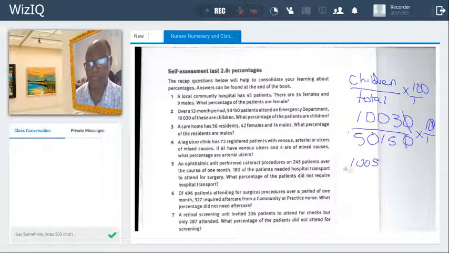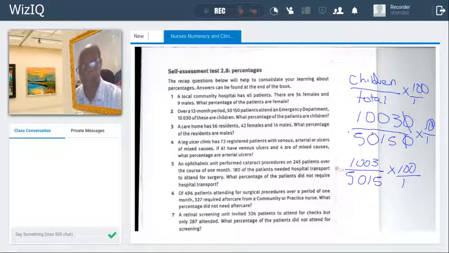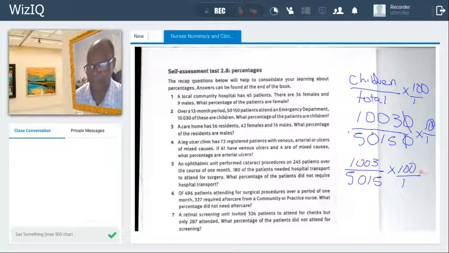1003 over 5015 times 100 over 1. Okay, so you can start by small numbers. So 5 can go in here, 5 can go in here. So 5 into 10 is 2. 5 into 0 is 0. And 5 into 5 is 1.